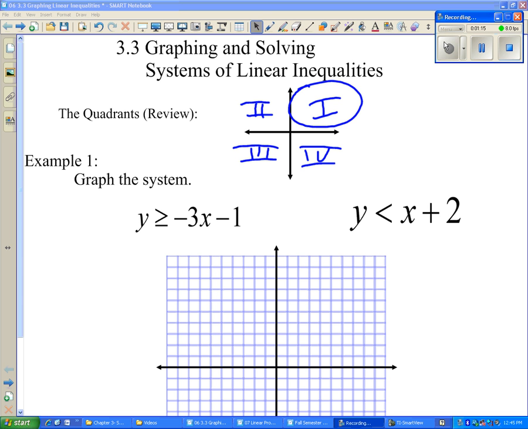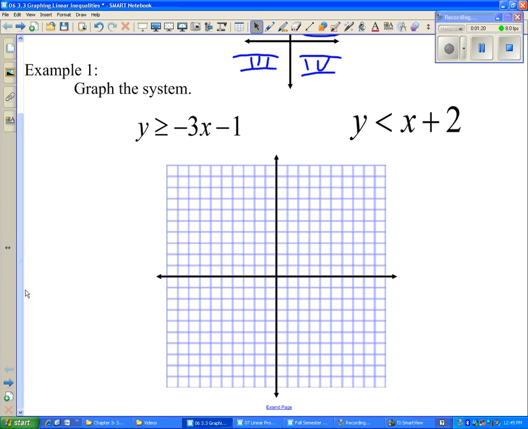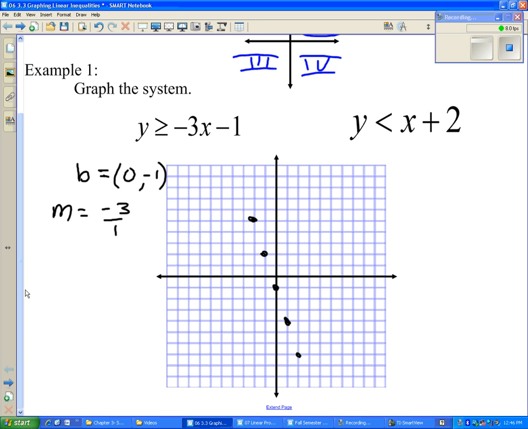If I was going to graph that, what would I do first? Well, the first thing I would do is graph my y-intercept, because my b would be the coordinate 0, negative 1. And then I have a slope of negative 3 over 1. So I start at 0, negative 1. And my slope is down 3, right 1, down 3, right 1, or up 3, left 1, up 3, left 1.